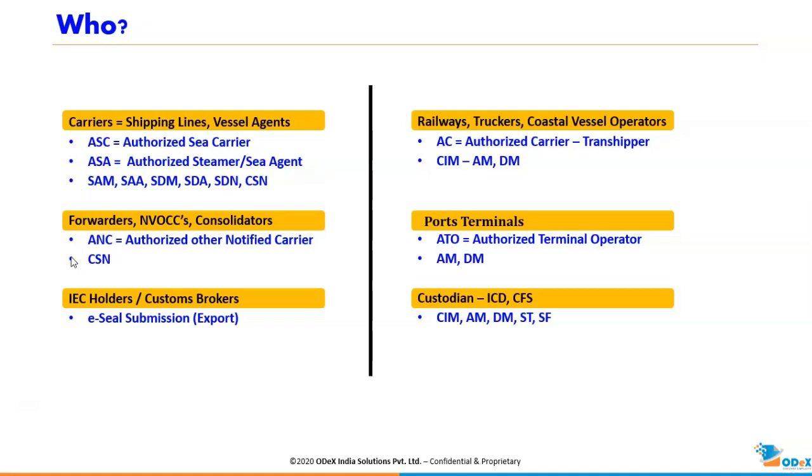To proceed with the forwarders, NVOCCs and the consolidators, they have to get registered with the IceGate under the category for ANC, that is authorized other notified carriers. The responsibilities of the forwarders or the NVOCCs is cargo summary notification generation and submission. The IEC holders or the custom brokers have to proceed with the e-seal submission that is used in export. Railways, truckers, coastal vessel operators get registered under the category for authorized carriers or the transshippers. Port terminals get registered under the categories for authorized terminal operators, followed by the custodians, that is ICD and CFS.